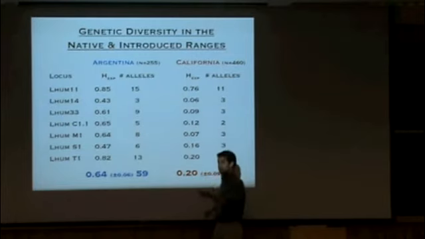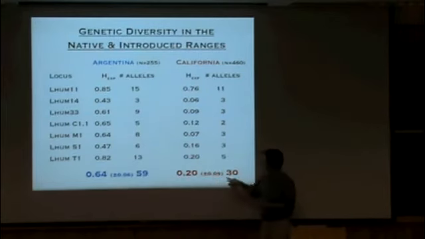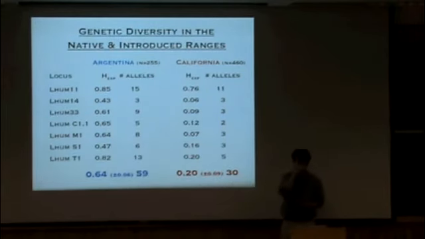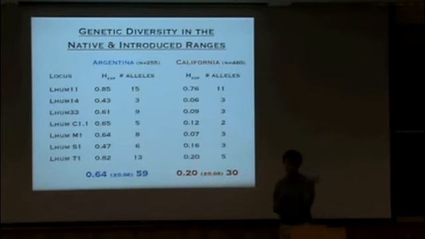And if you look at the actual number of alleles possessed at these loci, the number of different forms of these nucleotides, there's about twice as many of these alleles in the native range as there is here in California. So Argentine ants during their introduction, not surprisingly, have lost a lot of genetic diversity. This is typical for introduced species across the board.